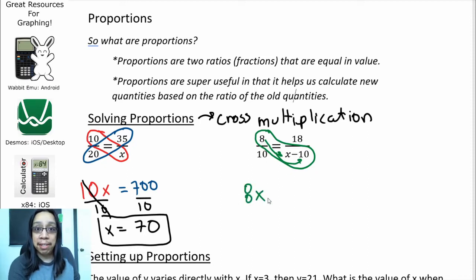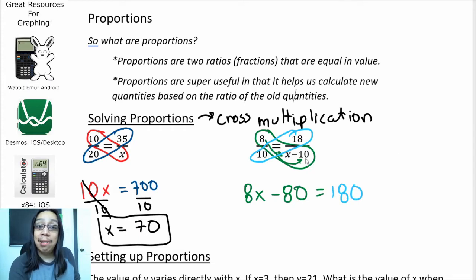8 times 10 is going to be 80, so minus 80 equals. Now all you have to do is multiply across this part, 10 times 18. So 10 times 18 is going to be 180. Now this is going to be a two-step equation.